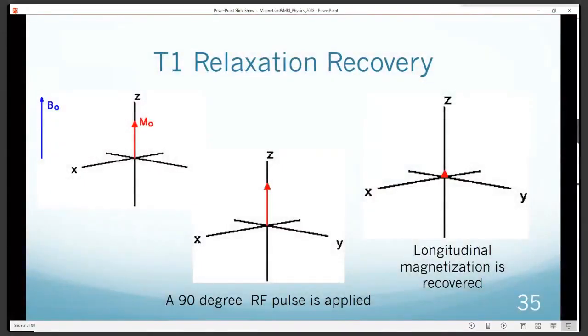So this is a graphic display of how T1 works. You have recovery of the magnetic field. There, it goes in that direction, and then it goes back up. So after a 90-degree pulse happens, it goes down, but then it comes back up.